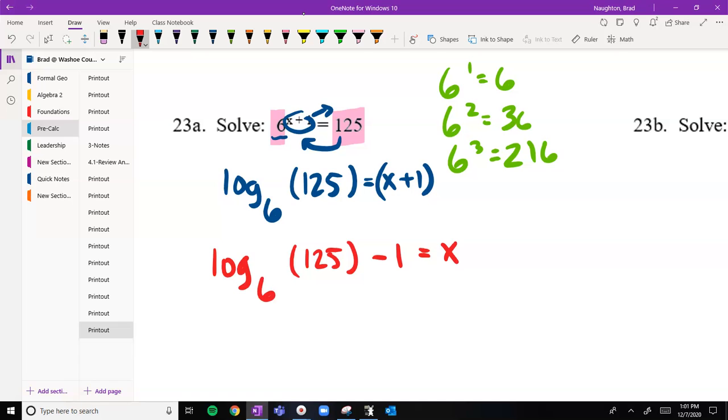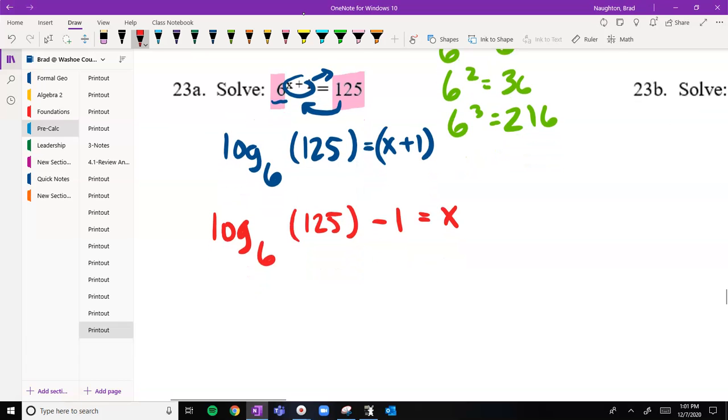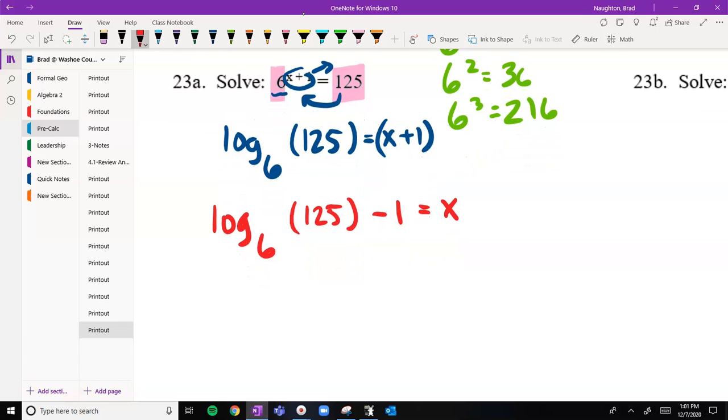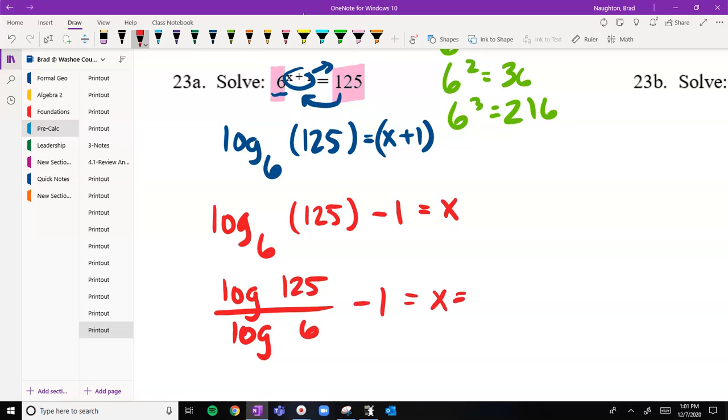So you can put this in a calculator. If you don't have a TI-84 that's been updated, you might have to put it in your calculator as log of 125 divided by log of 6 and then minus 1. But in either case, ladies and gentlemen, your answer, I'm just going to go to the answer key for this one, is going to be 1.6947. There we go. That's our answer for 23.